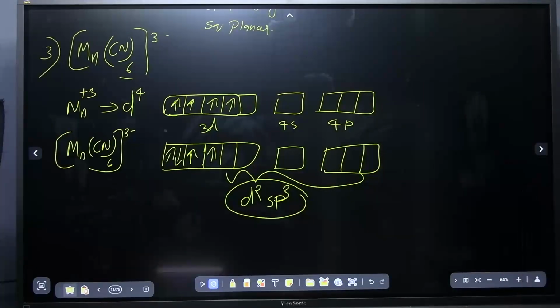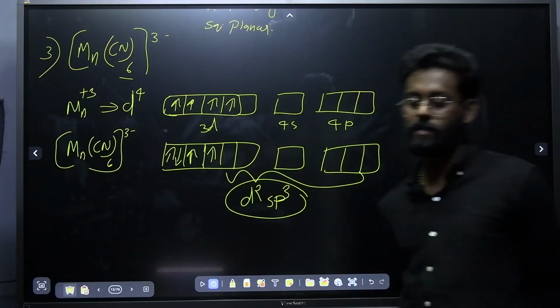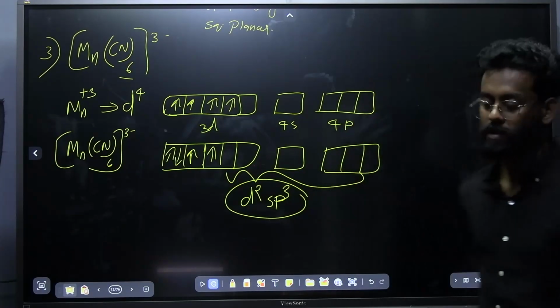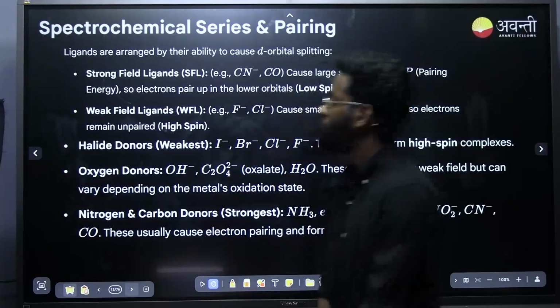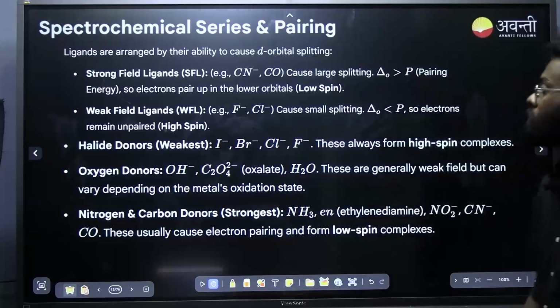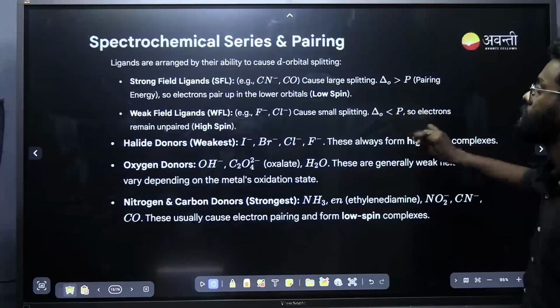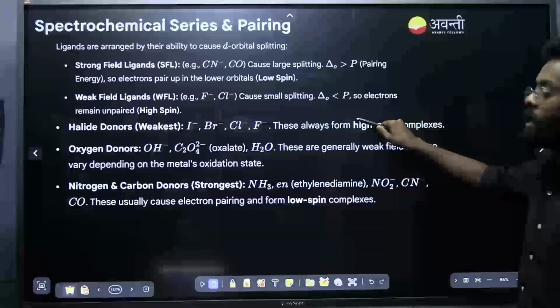Is it clear, everyone? Shall we move to the next one? That is the major one, the mega one. What it is? Crystal field theory. But before going to the crystal field theory, I want all of you to take a note of spectrochemical series, pairing, strong field ligand, weak field ligand.